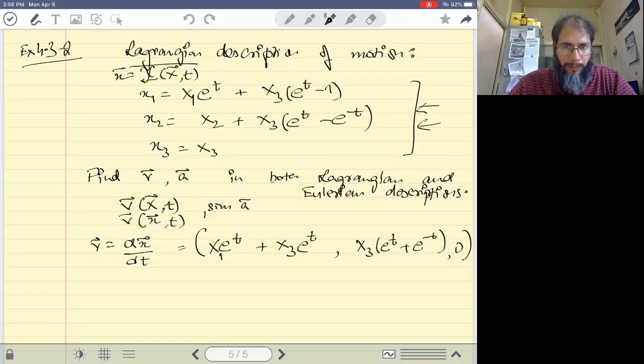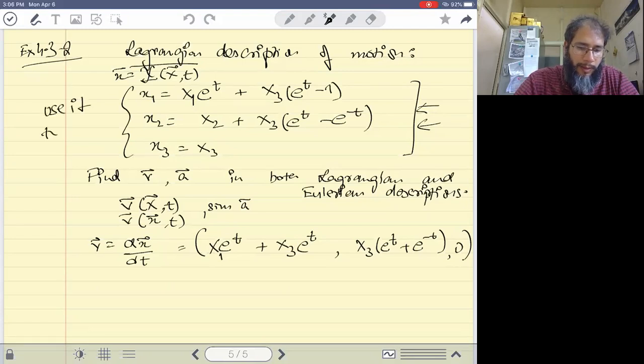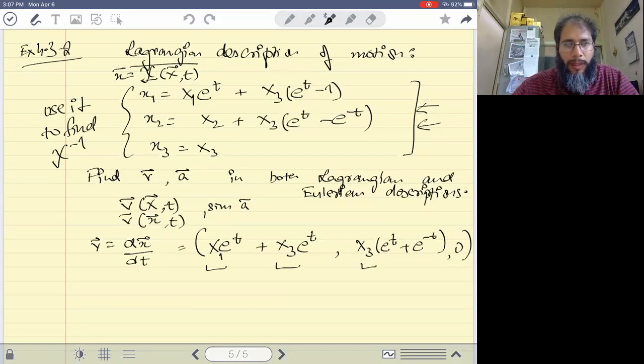For the Eulerian description, there are two ways. One is that you invert this function. This chi is given to us, and you use it to find chi inverse. Once you have that, you replace the values of capital X1, capital X3, and capital X2 if it occurs, in terms of small x1, small x2, and small x3 using the chi inverse transformation. So that will give you the information.